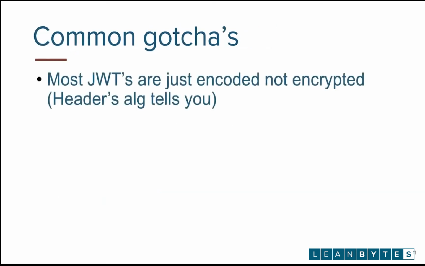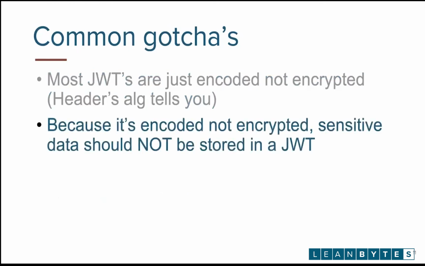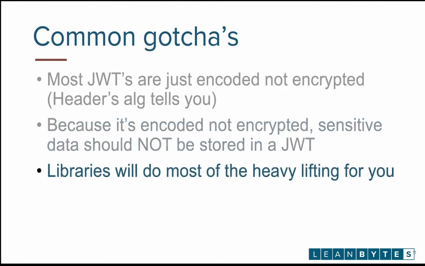So some common gotchas. Most JWTs are just encoded, not encrypted. But if it is encrypted, the header algorithm will tell you if it is. And because it's encoded, not encrypted, you should not put any sensitive data inside of a JSON Web Token, because if somebody got a hold of that JSON Web Token and there's a social security number on it, they could just decode that and get that right away. So that's another thing to be mindful of.